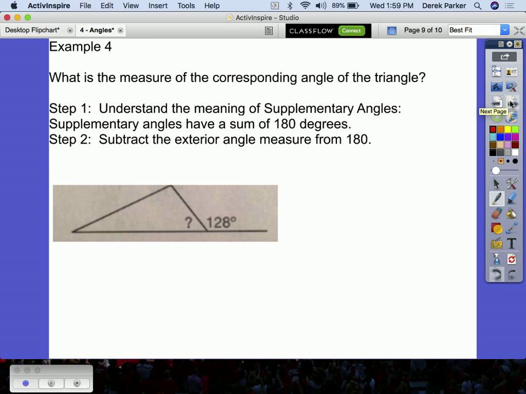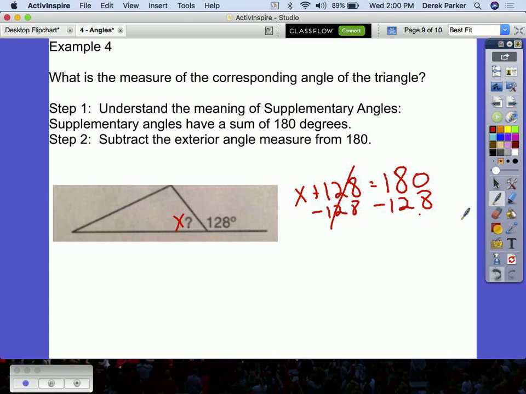Example 4. What is the measure of the corresponding angle of the triangle? Understand the meaning of supplementary angles. Supplementary angles have a sum of 180 degrees. That being said, I set up an equation. I'm going to call this guy x. Now I'm going to go x plus 128 equals 180 degrees. Solve for x. X equals 52.